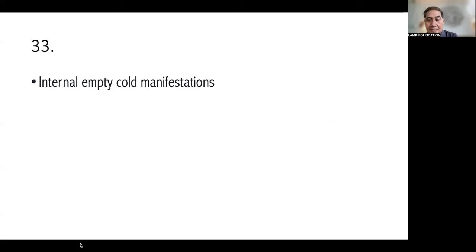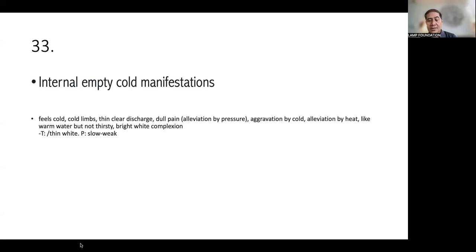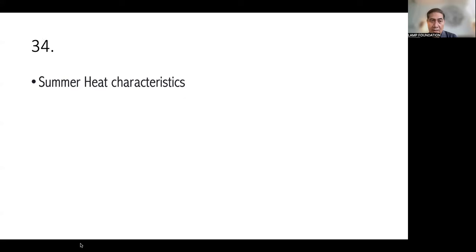For internal empty cold, they would still feel cold with cold limbs, thin clear discharge, dull pain, alleviation by pressure, aggravation by cold, alleviation by heat, like warm water but not thirsty. This time it's a bright white complexion. And the tongue has a thin white coating. You may not see any abnormality in the coating, but the pulse is slow and weak.